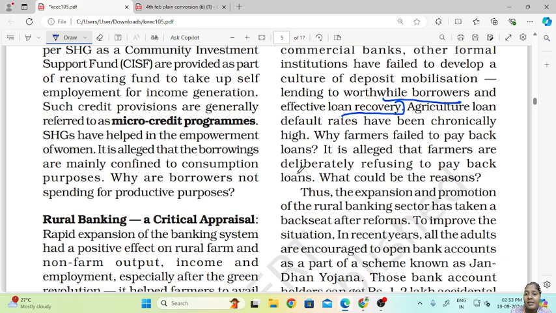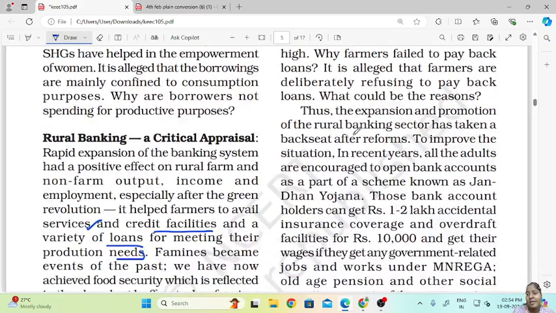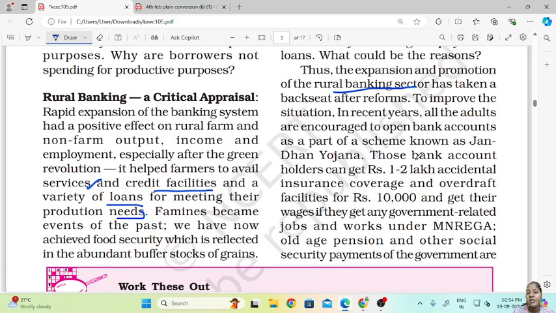The banking system is again telling other people that farmers are not paying back whatever loan amount they have taken. Thus the expansion and promotion of the rural banking sector has taken a backseat after reforms. To improve the situation in recent years, all adults are encouraged to open bank accounts as a part of a scheme known as Jan Dhan Yojana.